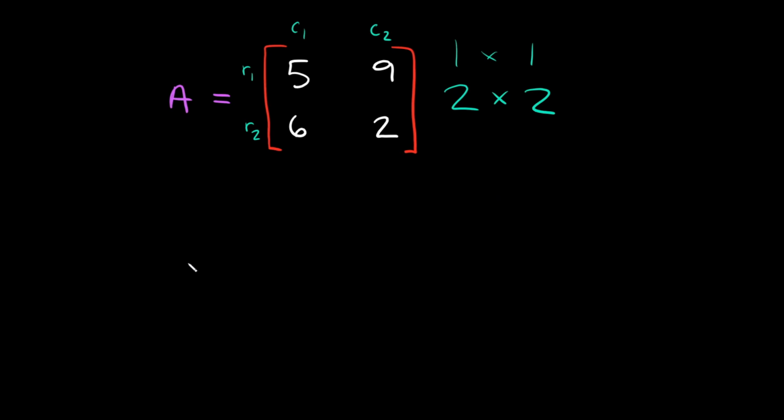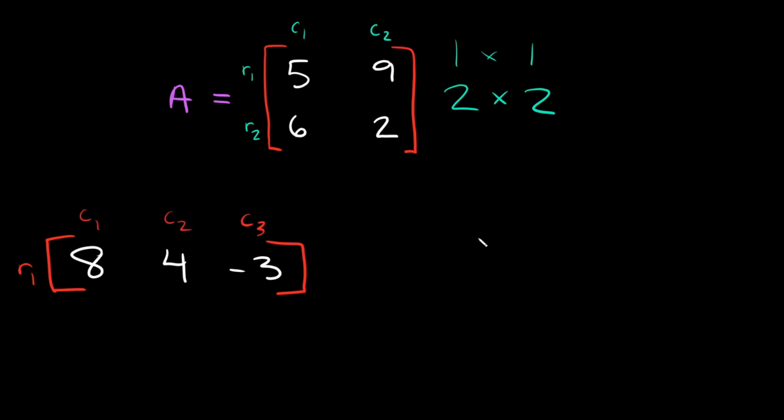The other 2 special cases are a row matrix, which would look something like this. You can see it just has a single row. We have one row right here, but we could have a bunch of columns, it doesn't matter. The main point is it just has one row. So this is called a row matrix.